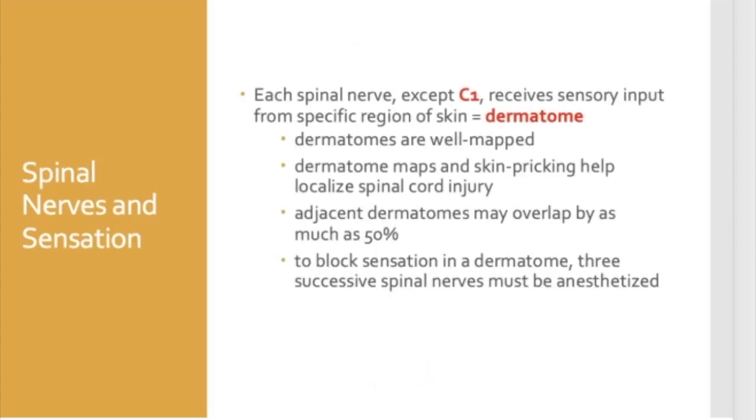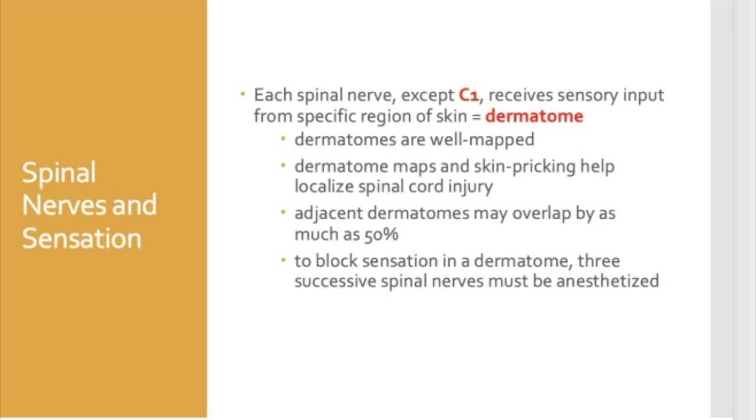The last thing we talked about in this lecture was the dermatomes. There is a map, remember, of all the dermatomes on the human body. Each of the spinal nerves, with the exception of the C1 spinal nerve, receives sensory input from very specific regions of the skin. And each one of these regions of the skin is called a dermatome. Of course, each spinal nerve receives sensory information from other areas as well.